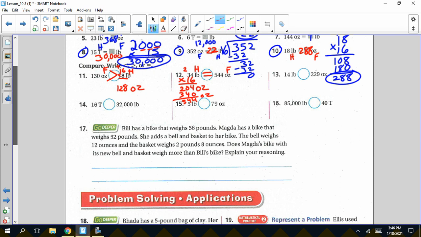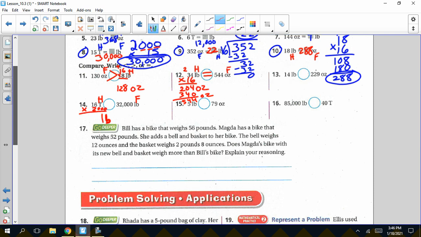We're going to skip down here to number 14 so we can do a pounds and tons question. And we want to turn 16 tons into pounds because tons are bigger than pounds. So of course to fly we want to multiply. Remember, there are 2,000 pounds in 1 ton, so we take 16 times 2,000.